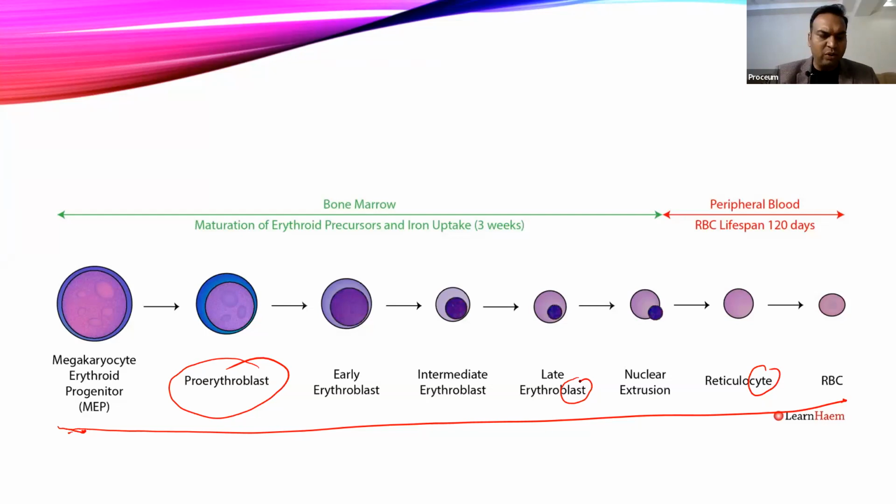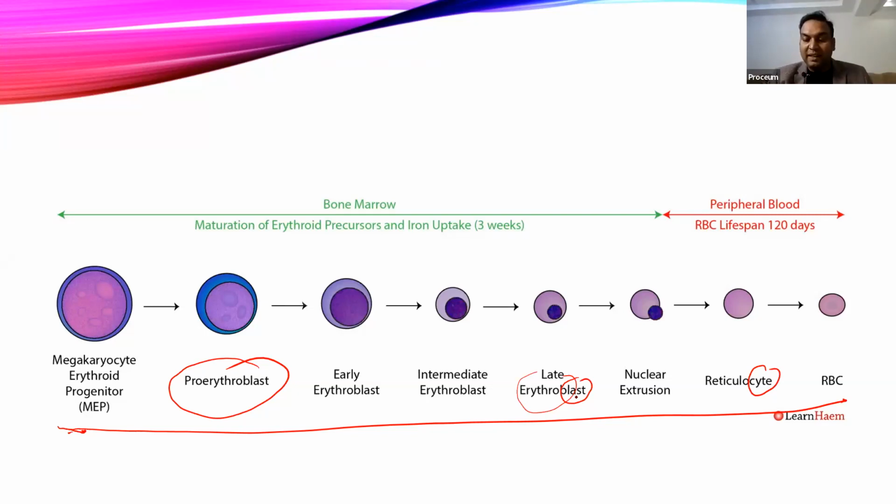As it progresses from the pro-erythroblast to the erythroblast, the size will start shrinking and the cytoplasm will become more and more acidophilic. The chromatin will become more and more clumped and strong, and the nucleus will become smaller and smaller till it comes to the erythroblast. It goes from basophilic to acidophilic because from the intermediate erythroblast it starts synthesizing hemoglobin.